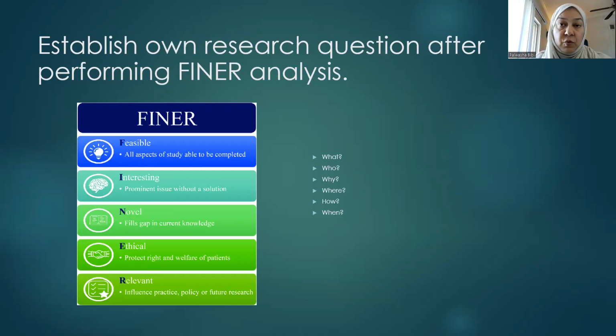Once we make the research question, we subject it to finer analysis. And this is something that I perform one-to-one with the participants of the workshops that I conduct. FINER is an acronym, an abbreviation for F, which means feasible, I, which means interesting, N, which means novel, E, which means ethical, and R, which means relevant.